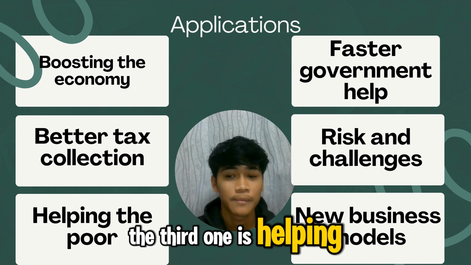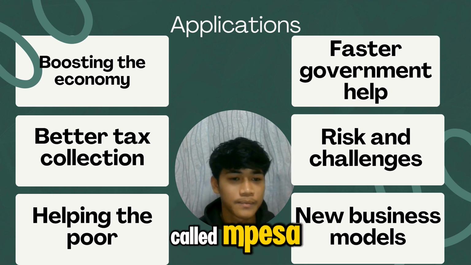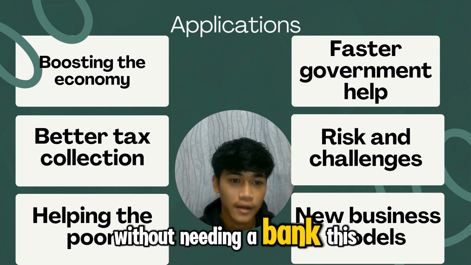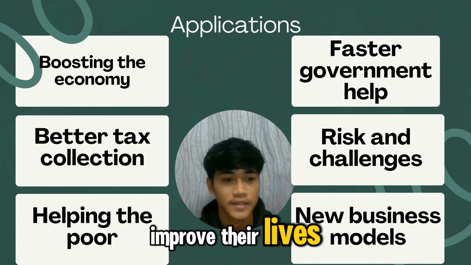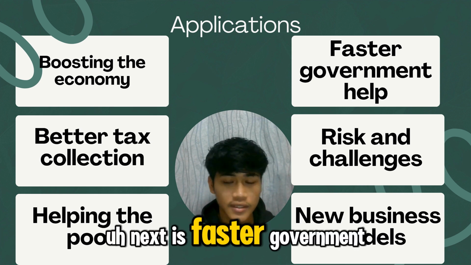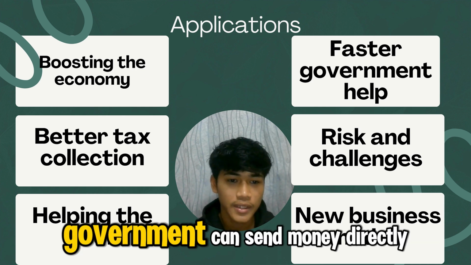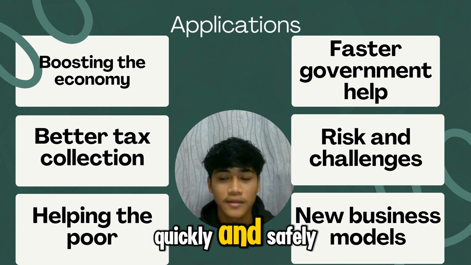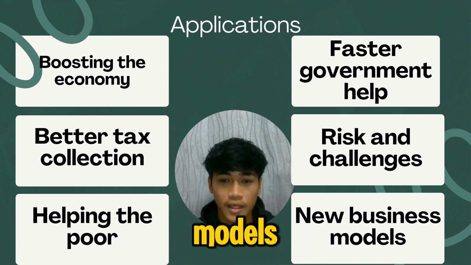Third one is helping the poor. In Kenya, a service called M-Pesa helps millions of people save and borrow money without needing a bank. This reduces poverty and helps families improve their lives. Next is faster government help. During emergencies, government can send money directly to people's phones quickly and safely. And next is new business models.